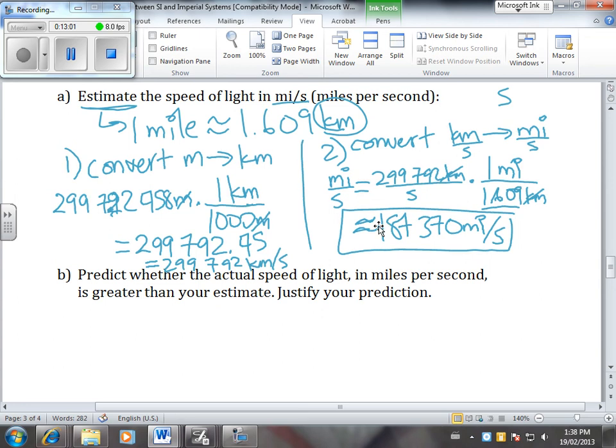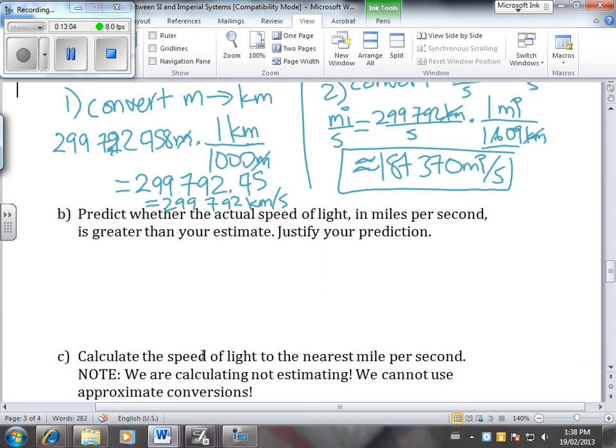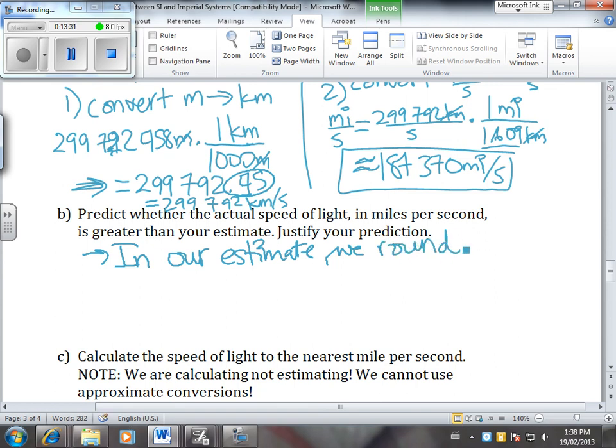Predict whether the actual speed of light in miles per second is greater than your estimate. Justify your prediction. So, what did we do in our estimate when we got to this point here? Remember how we rounded down? So we took that part out. So in our estimate, we rounded the speed down.